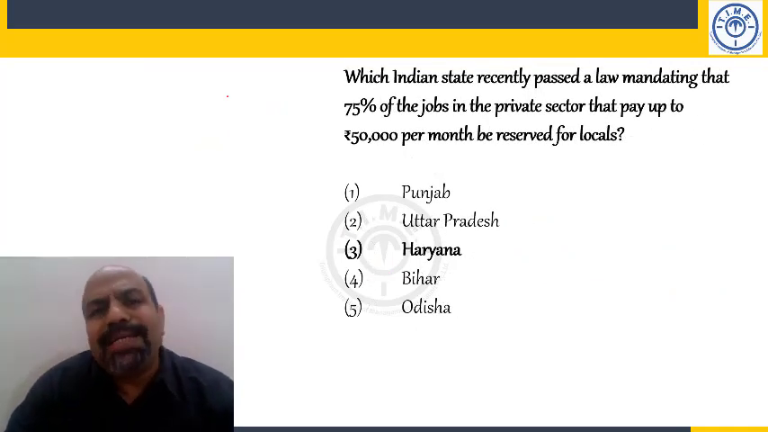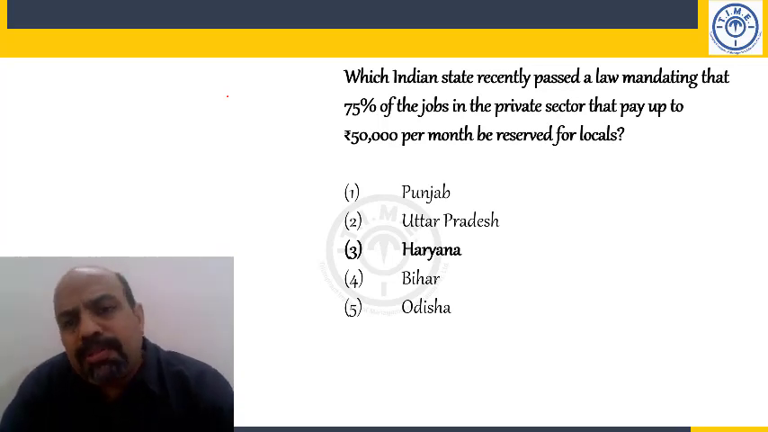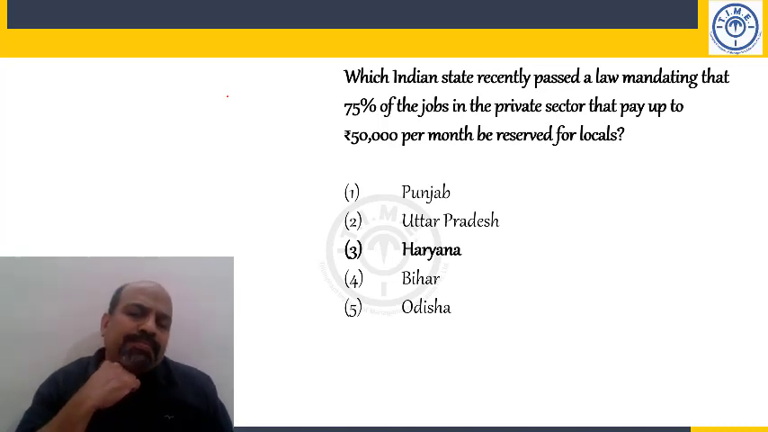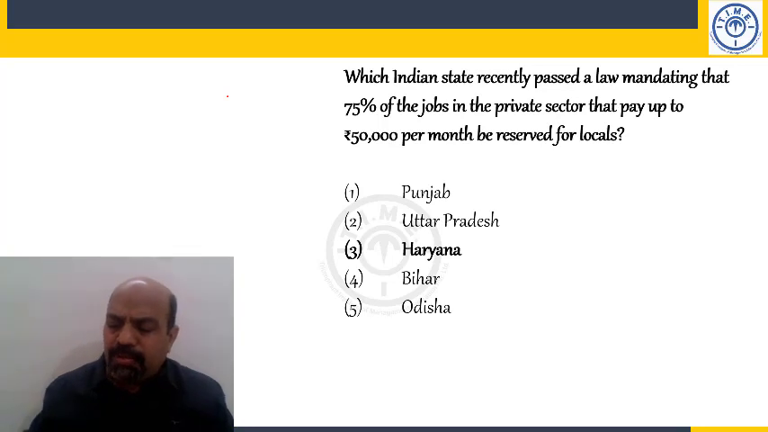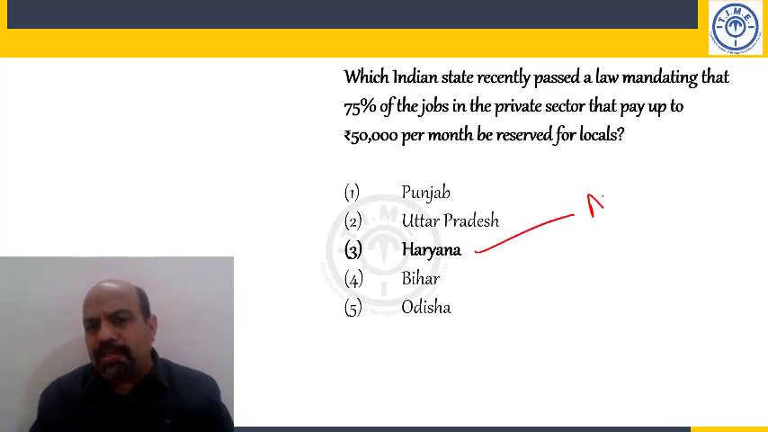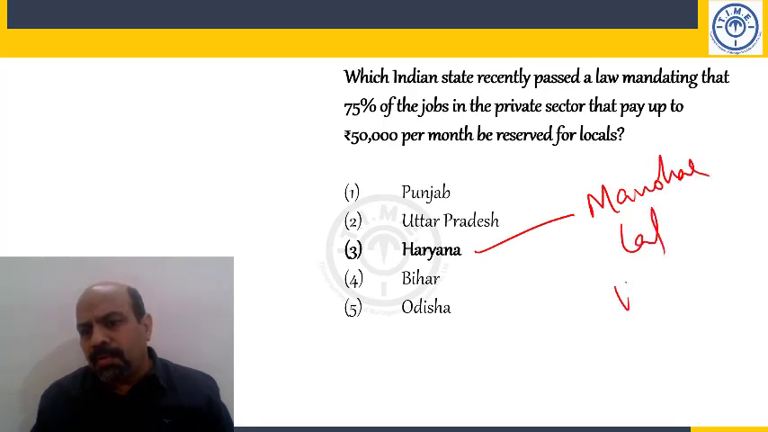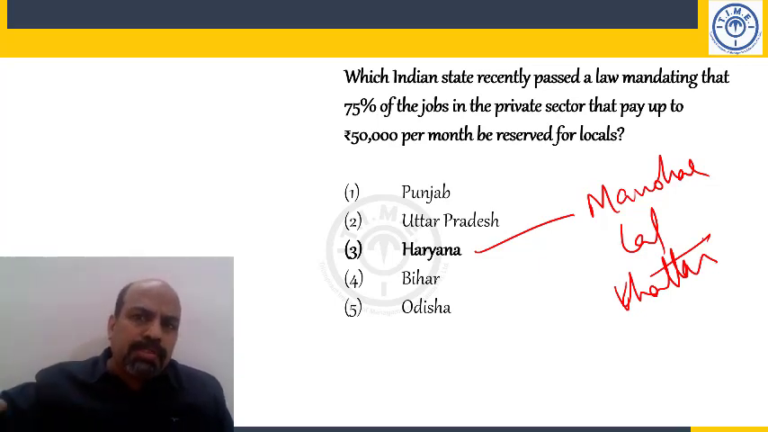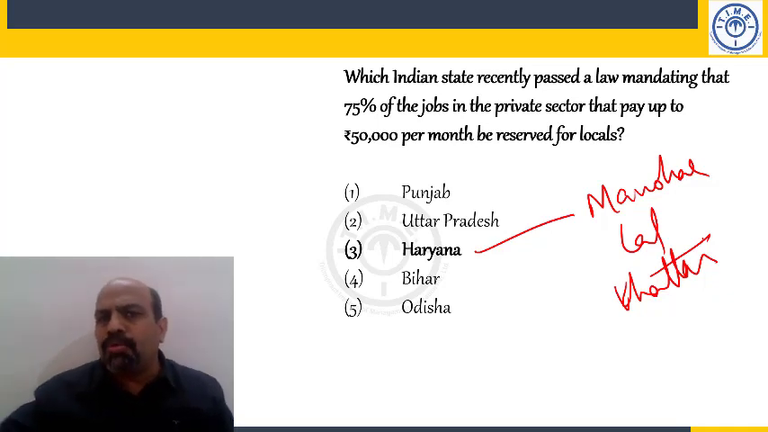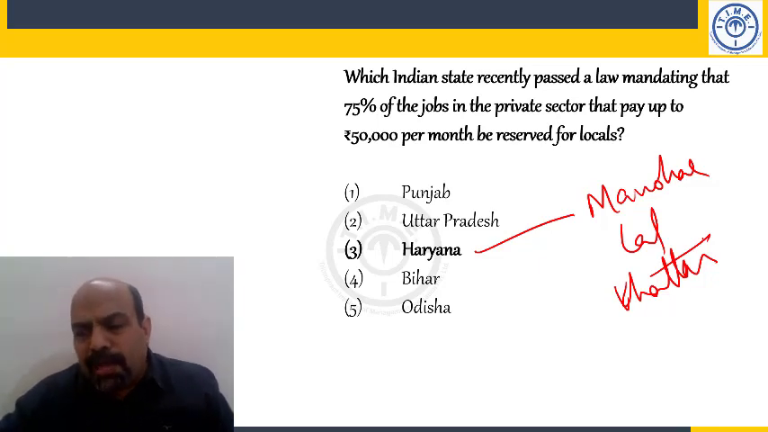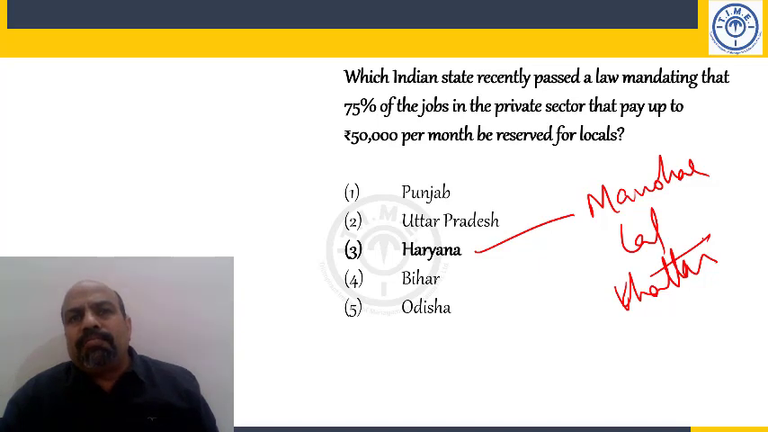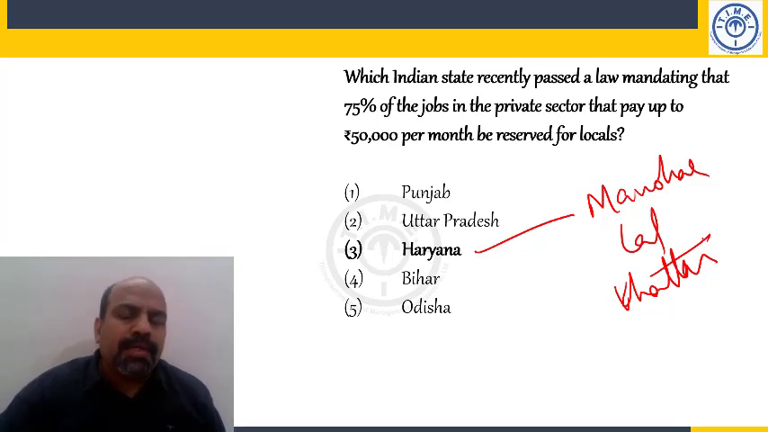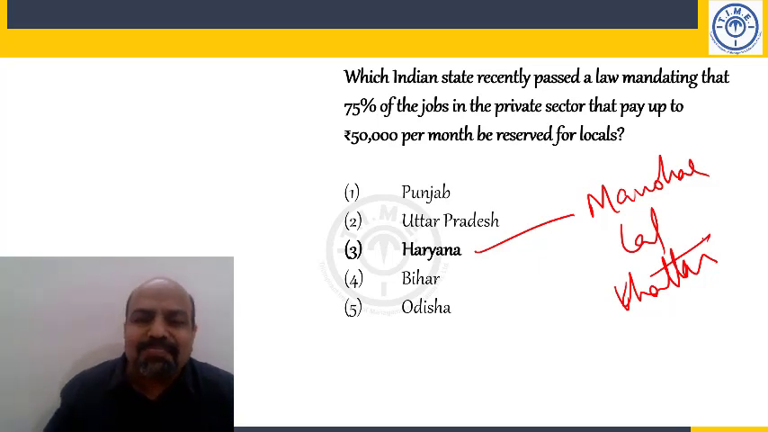Which Indian state recently passed a law mandating that 75% of the jobs in the private sector that pay up to rupees 50,000 per month be reserved for locals? Answer is Haryana, and the chief minister there, Manohar Lal Khattar. He has come up with this son of the soil idea, that 75% of jobs that pay less than 50,000 rupees should go to locals. Now the critics say that this is going to harm industrialization, the service sector and all, because merit should be a criterion for hiring people for doing their job, not where they come from. But in India, all these things happen. Punjab is Amarinder Singh, Chief Minister Amarinder Singh.